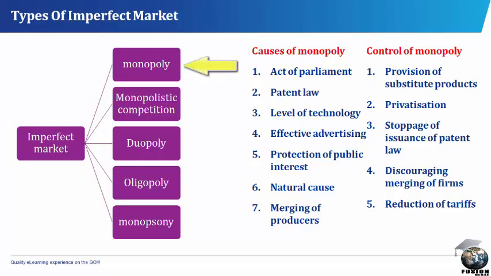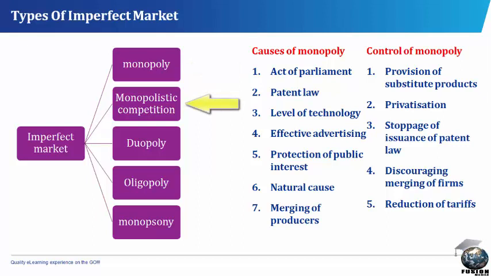A monopoly market can be defined as a market situation where there is only one producer or supplier of a particular commodity that has no substitute, and who has the power to influence the price of the commodity to his own favor. The commodity sold by a monopolist is usually differentiated.